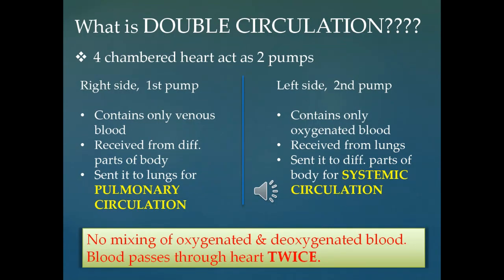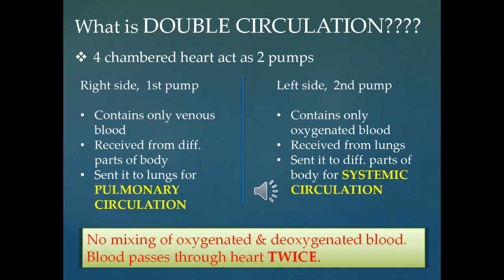The completely 4-chambered mammalian heart actually comprises 2 separate pumps working in union. The right side of the heart serves as one pump. It contains only venous blood received from the body and sent to the lungs through pulmonary circulation. The left side of the heart serves as the second pump. It contains only oxygenated blood received from the lungs and sent to the body through systemic circulation.